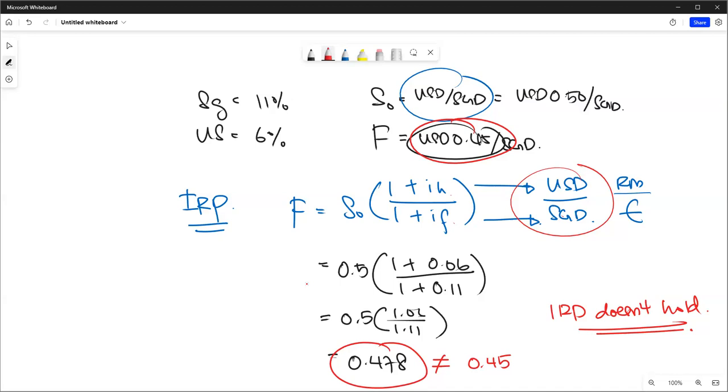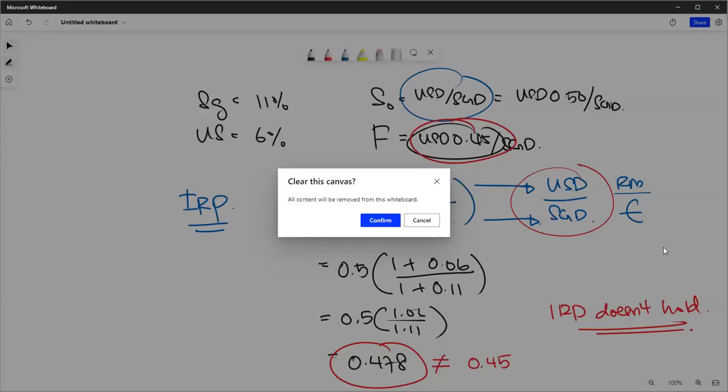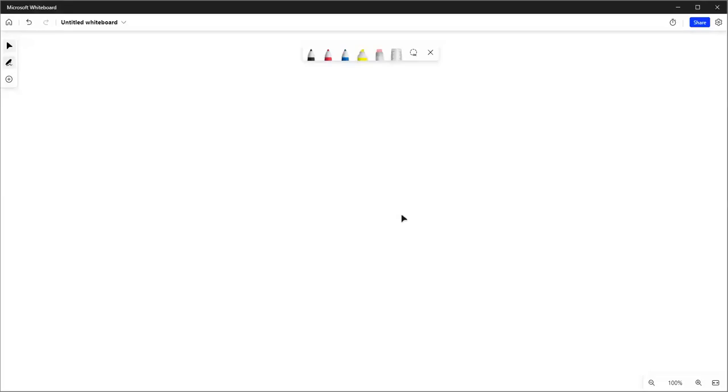All right. Moving on to the next question, also a practice on IRP. Question number 3, but this one is separated into two parts. Assume the annual interest rate in the US is 4%, while the interest rate in France is 6%. So a different question now. The interest rate in US is 4%. The interest rate in France is 6%.